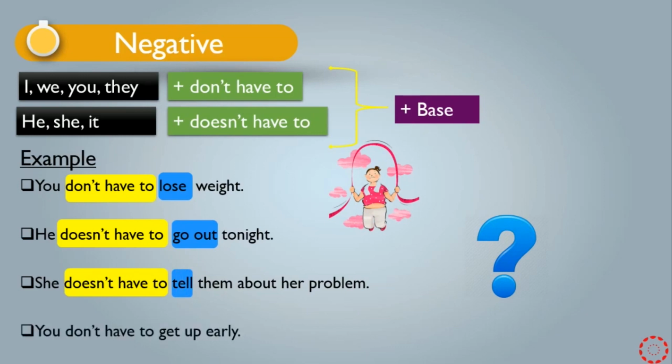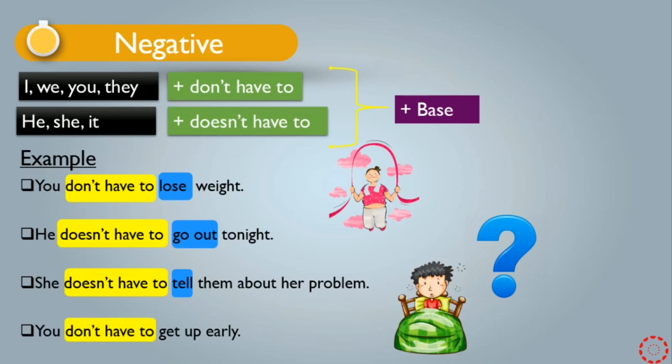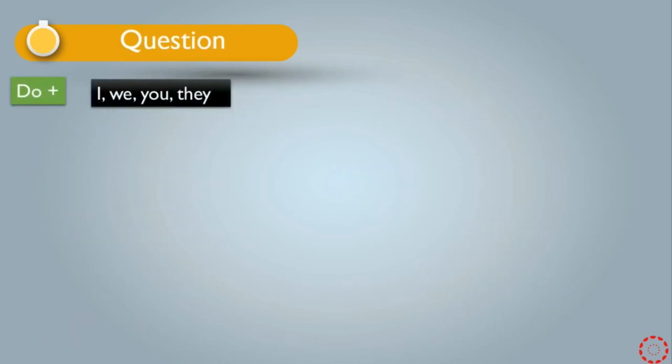You don't have to get up early. Again, don't have to is the rule followed by you, and also get up, the verb, is in the base form. Okay, so the third type we have is the question. In questions, we have do at the beginning. With do, we use I, we, you, they.